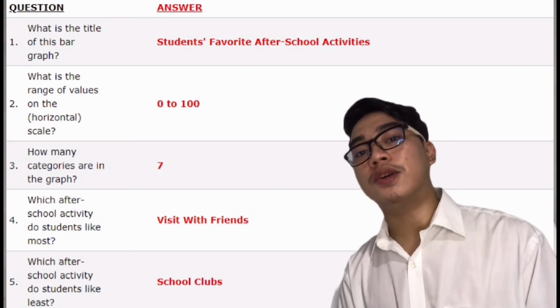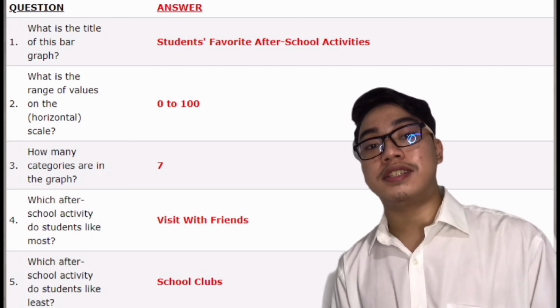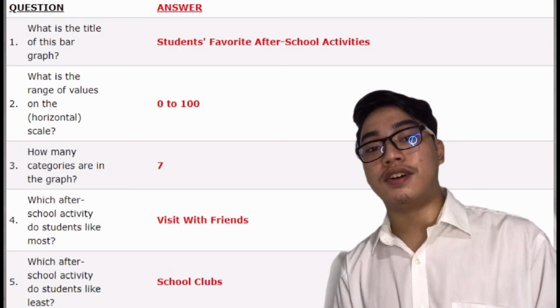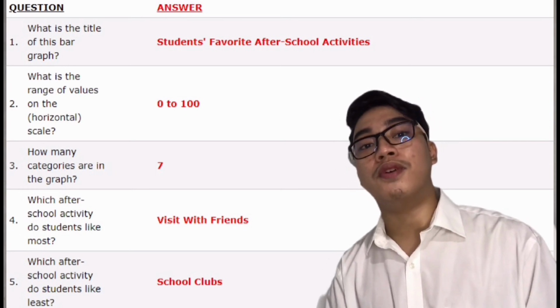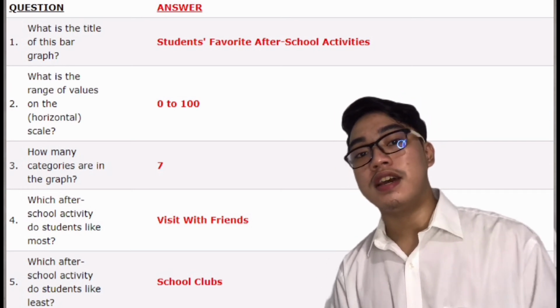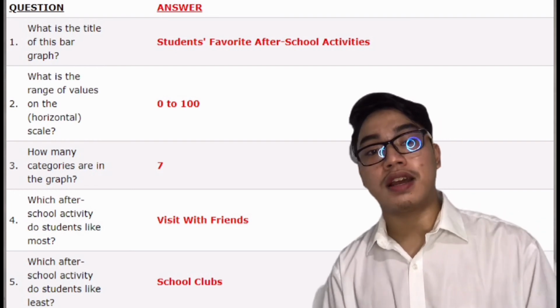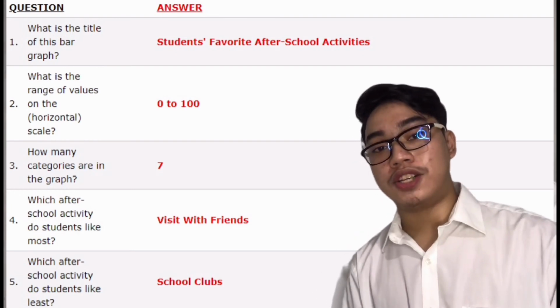Question number 3. How many categories are in the graph? There are 7 categories in the graph and these are play sports, talk on phone, visit with their friends, earn money, chat online, school clubs, and watch TV.